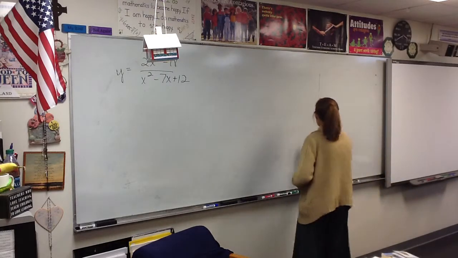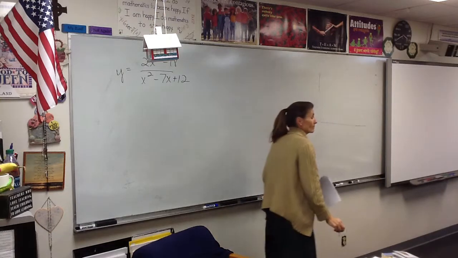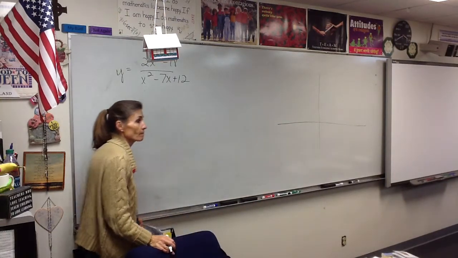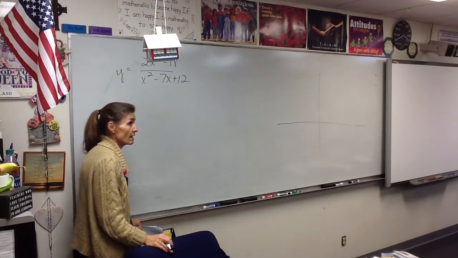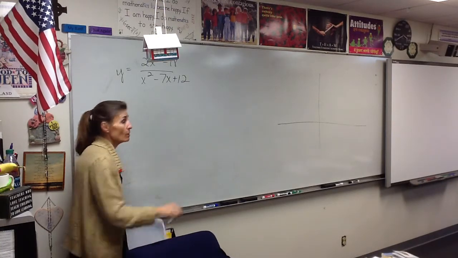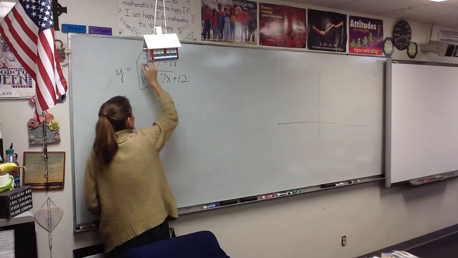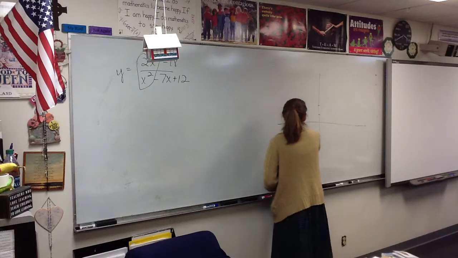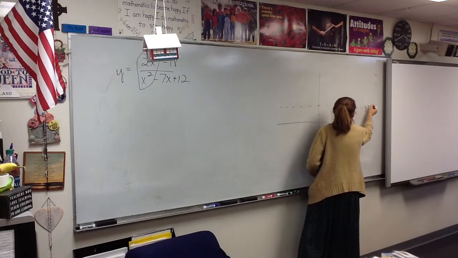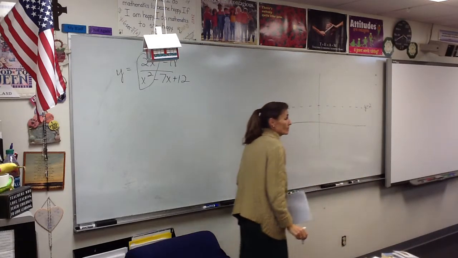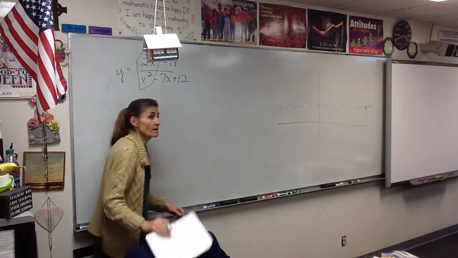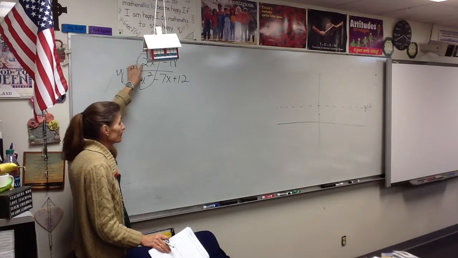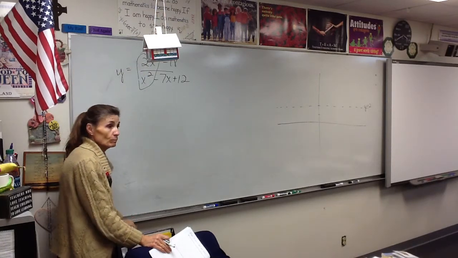Okay, here we go, gang. How shall we begin? We can put a horizontal asymptote in right from the beginning. Where's our horizontal asymptote? Two. Remember the horizontal asymptote? You look right here and compare the x's. All right, now what?